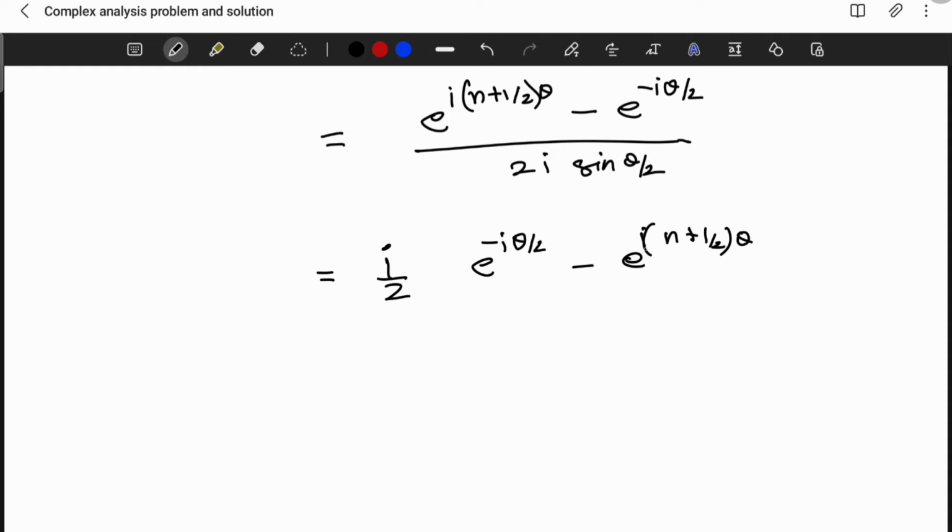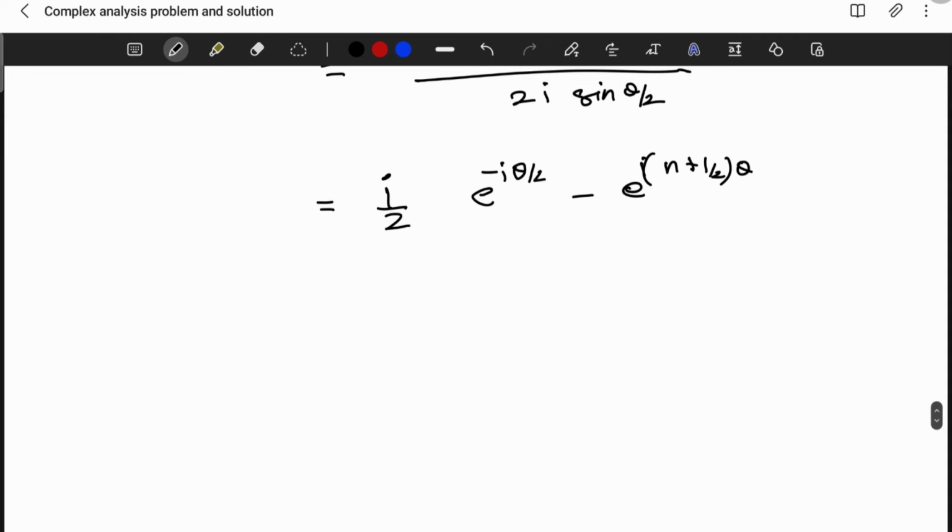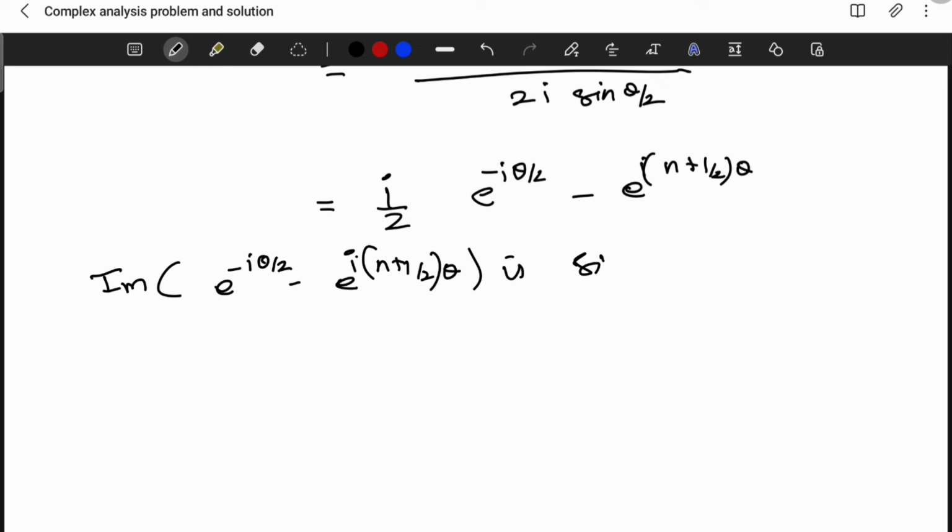Very good. Fine. Now if you just see the imaginary part comparison, once you see this imaginary part comparison, you will get the idea, right? You just see the imaginary part. So the imaginary part of e power minus i theta by 2 minus e power i (n plus 1) by 2 theta is sine of minus theta by 2 minus sine of (n plus 1) by 2 theta.